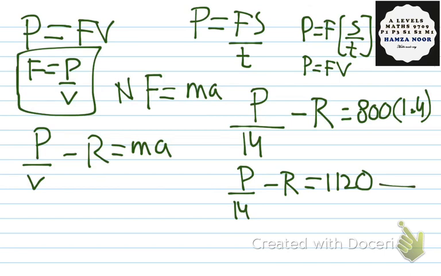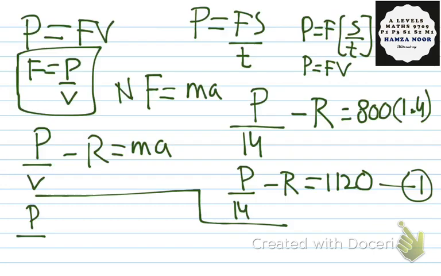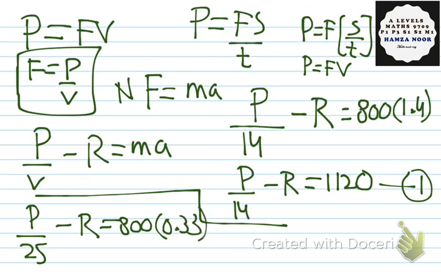This is our equation number 1, and similarly we obtain another equation, P over 25, because when the speed is 25, the acceleration is 0.33. So equation number 2 is P over 25 minus R is equal to 800 multiplied by 0.33, which is equal to 264. All we need to do is solve these two equations simultaneously by a substitution method.